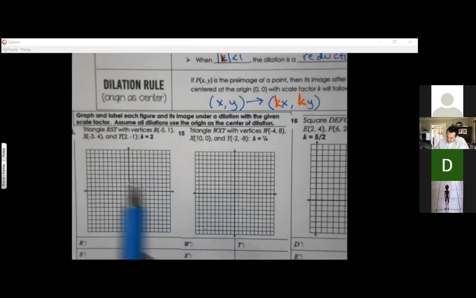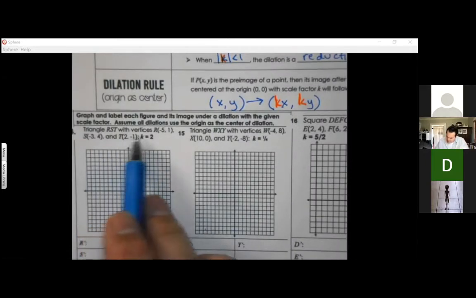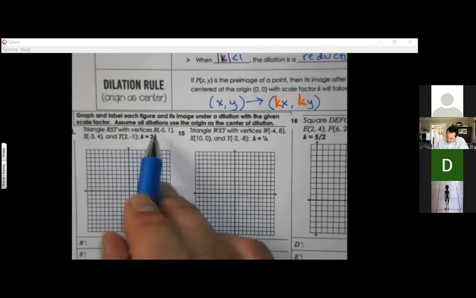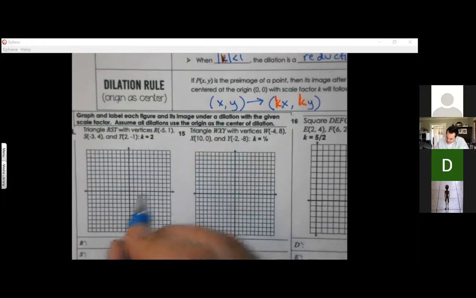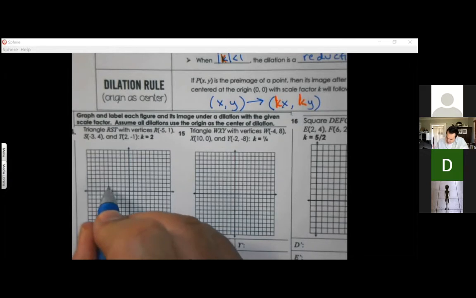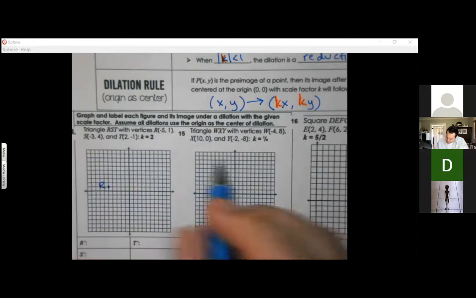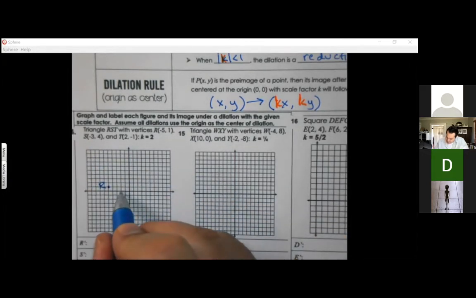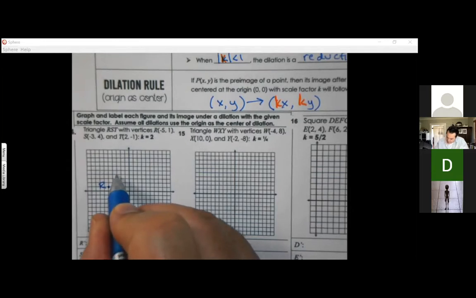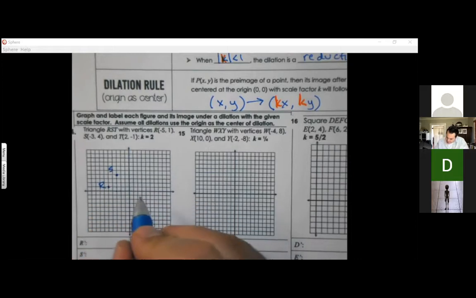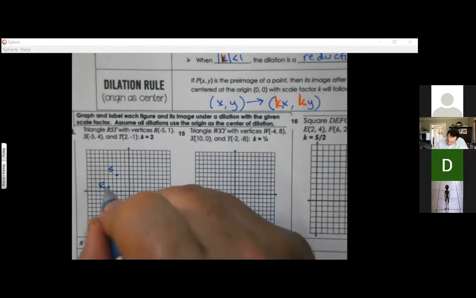Okay, so let's take a look at these. Well, we've got some figures to draw first, so we may as well do the originals. RST with R of negative 5, 1. 1, 2, 3, 4, 5, 1. So there's R. S is negative 3, 4. 1, 2, 3, 4. And T is 2, negative 1. So this is my starting figure.